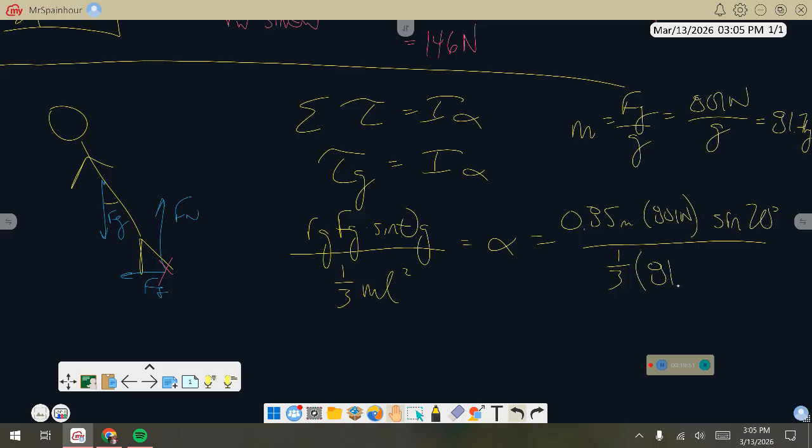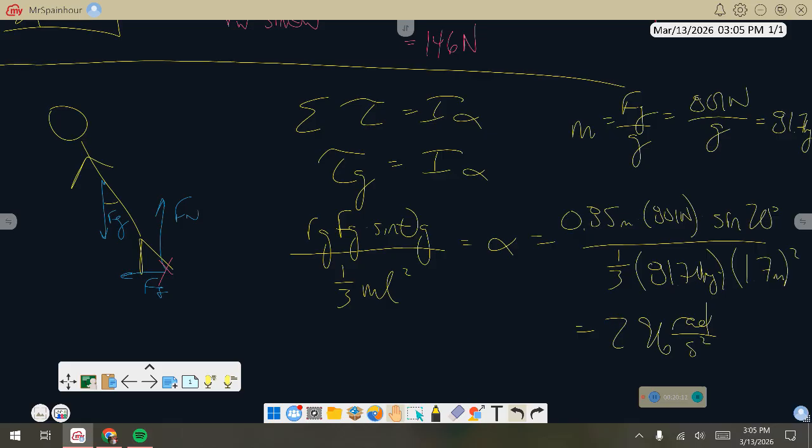So that's 81.7 kilograms. And as we did the other day, we need length, not radius. So this would make this 1.7 meters, and that whole thing is squared. So the angular acceleration should be 2.96, and what are the units on that? Radians per second squared. Okay. Last conversation and we're done.